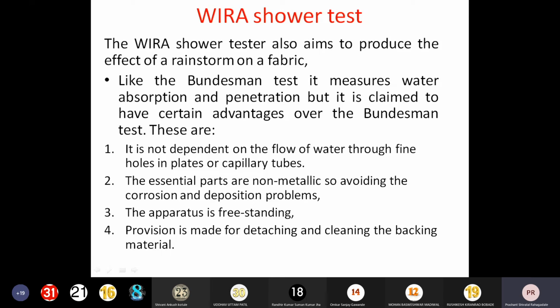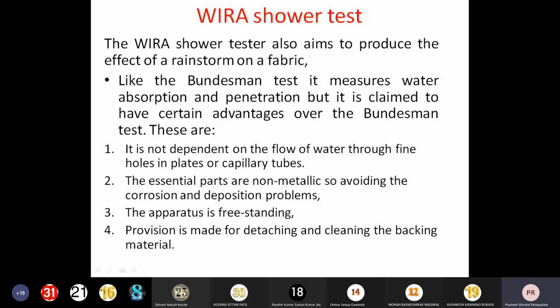Then here one provision is made for detaching and cleaning the backing material. जो हम wiper की बात किए थे, in Buntsman we have spoken about wipers which are moving in contact with the lower side of a fabric or a sample. That particular material can be detached and cleaned because the penetration of your drop or water drop depends on the surface property of this backing material which we are using below the lower part.